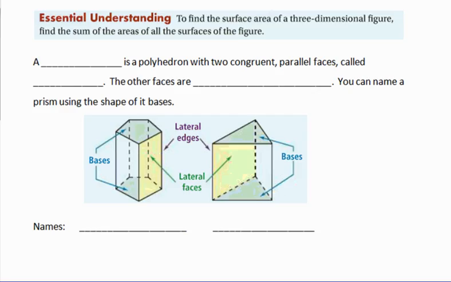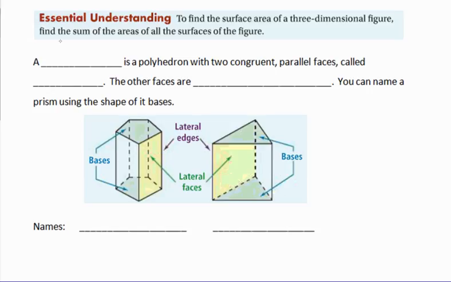So, to start off, something essential to understand is that to find the surface area of a three-dimensional figure, find the sum of the areas of all the surfaces of the figure. So, you're finding the area of all the surfaces, all the parts that would be on the outside of the figure. So, a couple terms here.